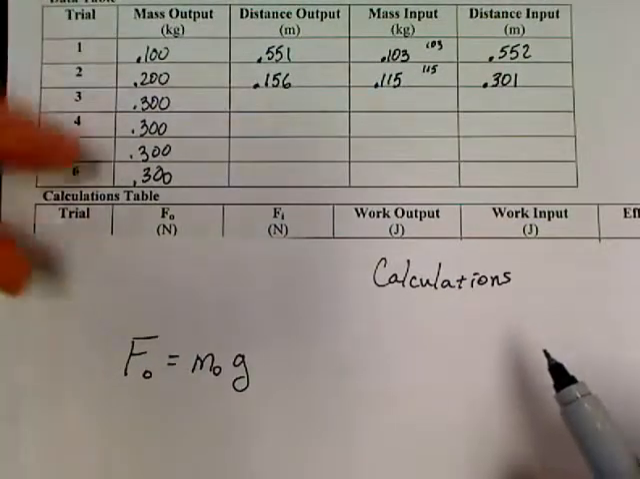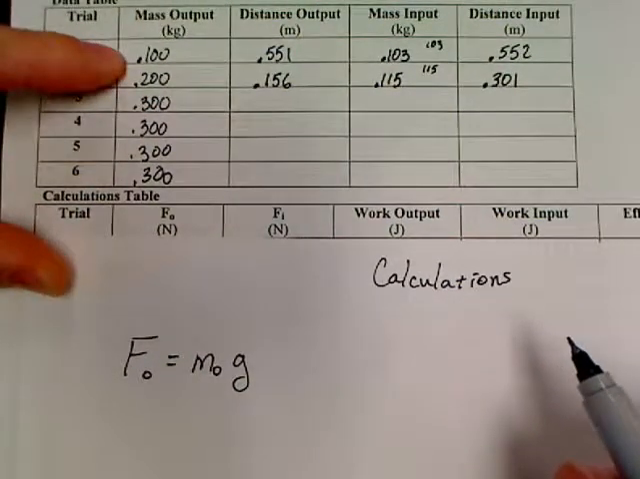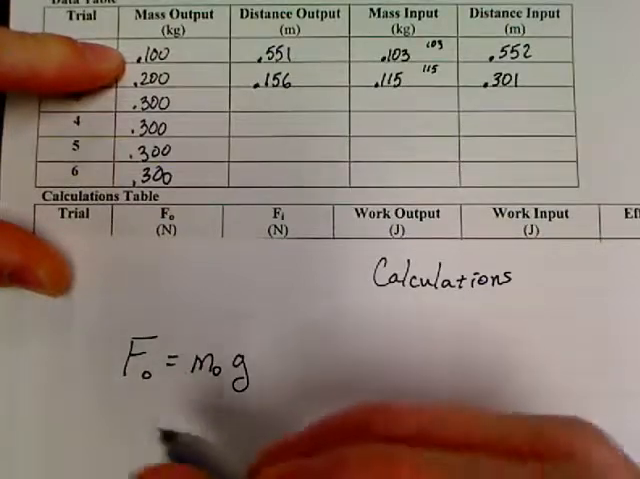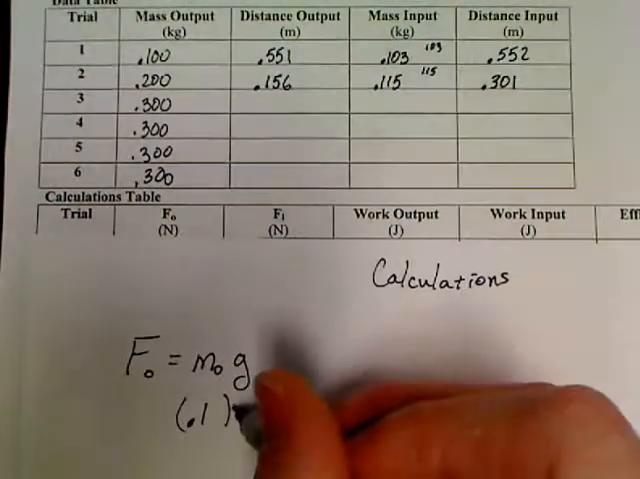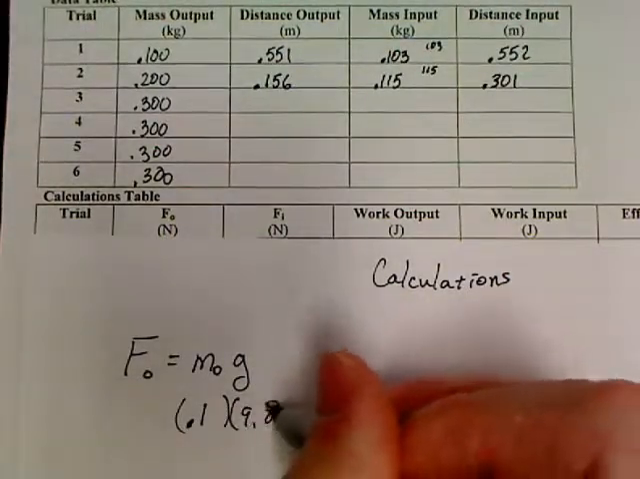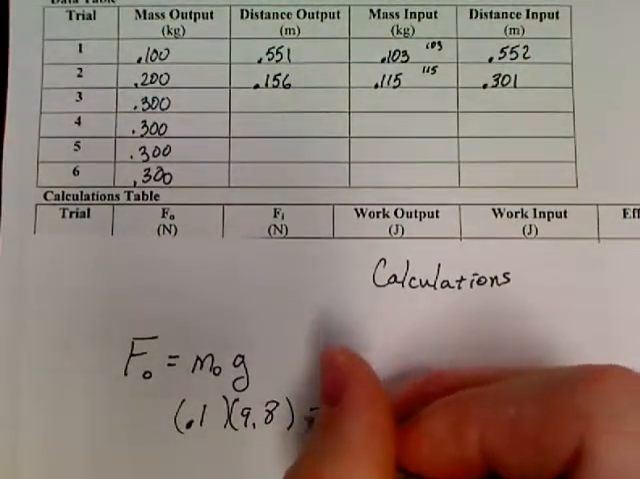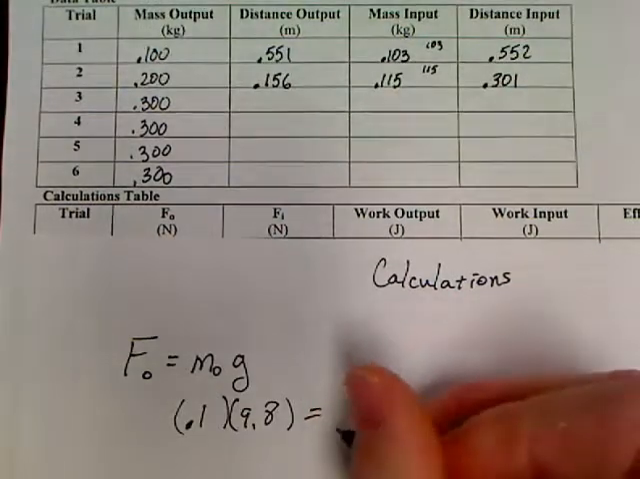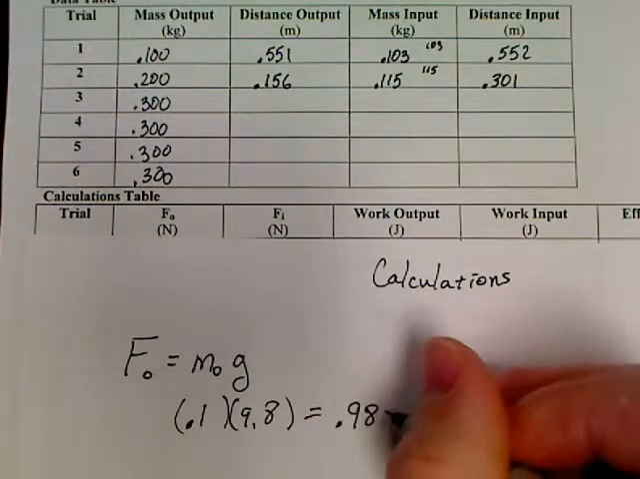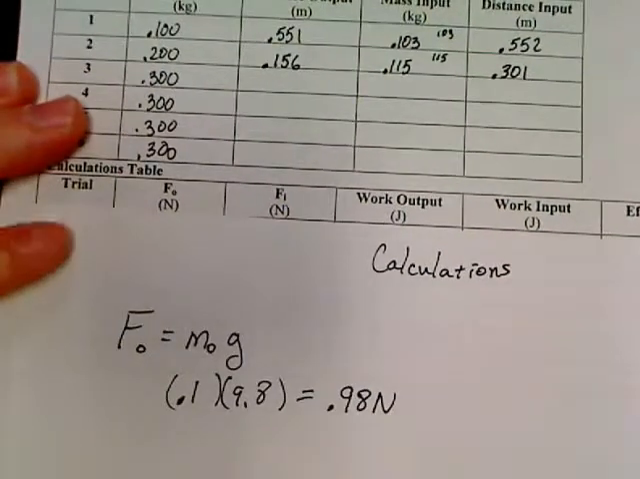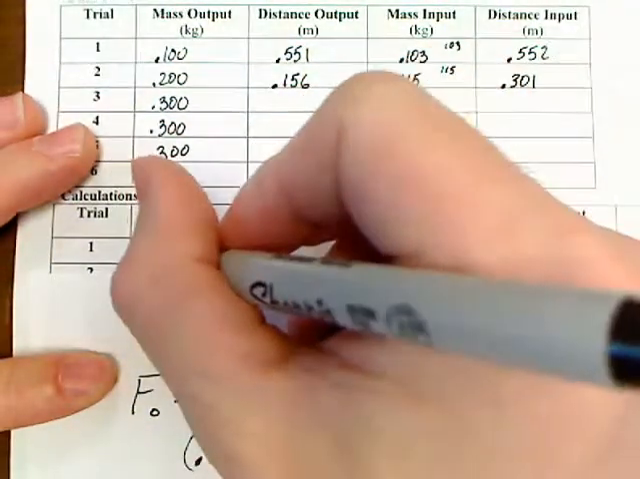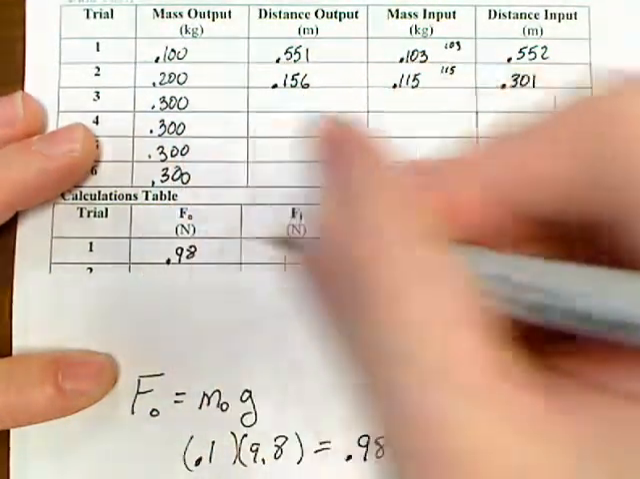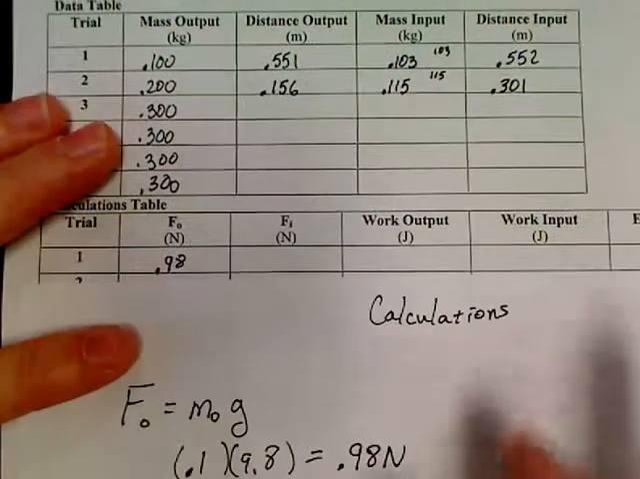So for my first trial, my mass output is 0.1. So this would be 0.1 times 9.8, which we don't really need a calculator for. It's just dividing by 10. So this would be 0.98 newtons. So that's going to be on force output, 0.98 newtons. And there's my answer for that.